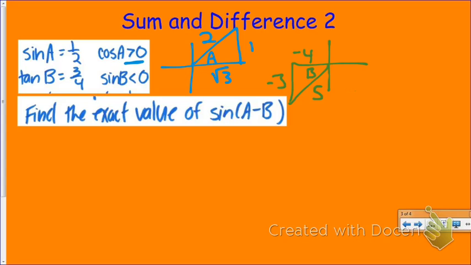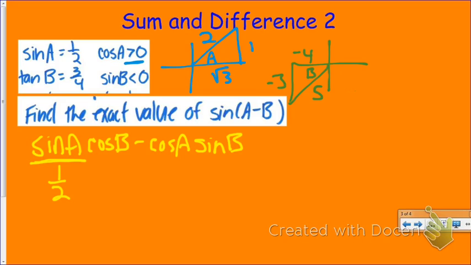So if I look at my formula chart, the sine of A minus B can be expanded to sine A times cosine B minus cosine A times sine B. And I'm just going to start to fill in those values. The entire sine of A is getting replaced with 1/2. The cosine of B, not just the letter B, but the entire cosine of B, I can also replace. If I look at my B triangle, my cosine is adjacent over hypotenuse, which is -4/5. So that gets replaced with -4/5.